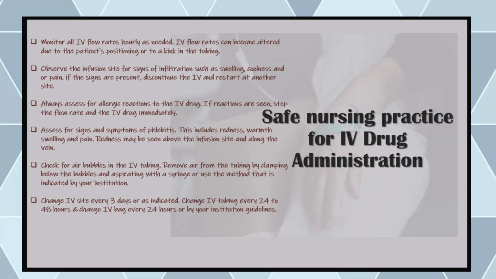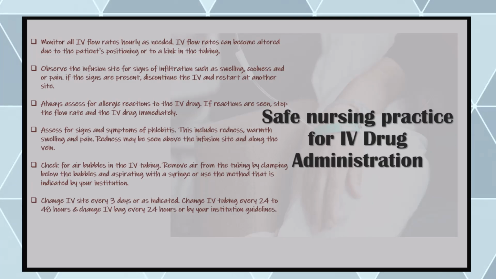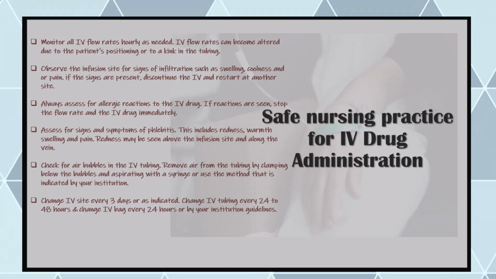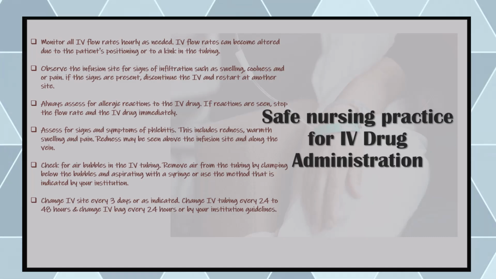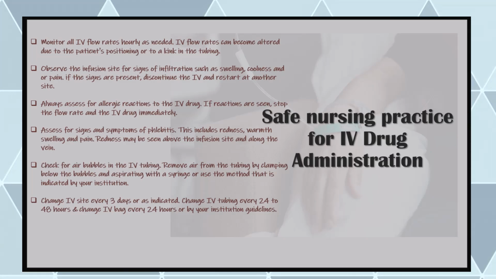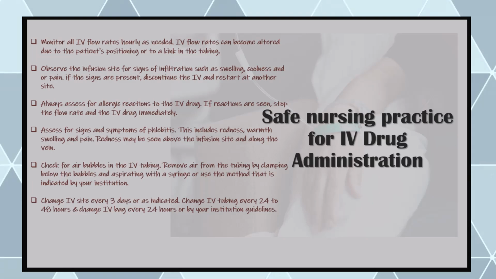Always assess for allergic reactions to the IV drug. If reactions are seen, stop the flow rate and the IV drug immediately. Always assess for signs and symptoms of phlebitis. This includes redness, warmth, swelling, and pain to the site. Redness may be seen above the infusion site or along the vein. Check for air bubbles in the IV tubing.